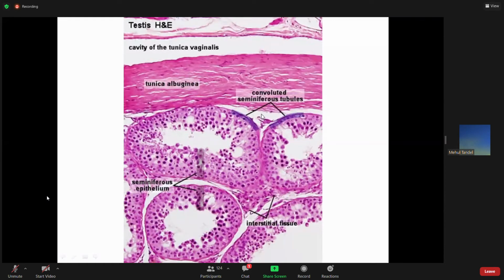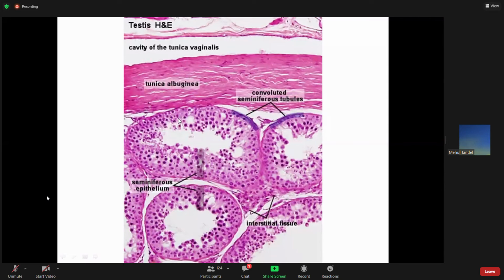Then here there is a tunica vasculosa, and this is a section of seminiferous tubule, tunica propria with seminiferous epithelium. You can see cells of various size and shape. Mostly the nuclei near the basal side will be oval nuclei. Oval nuclei near the base are mostly nuclei of Sertoli.